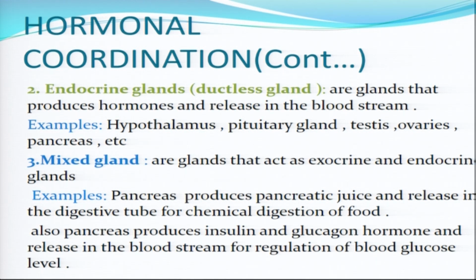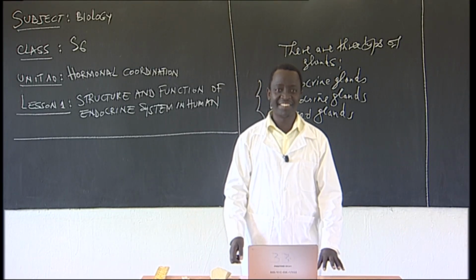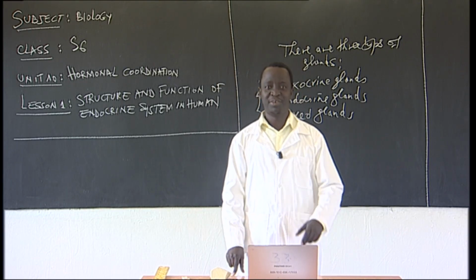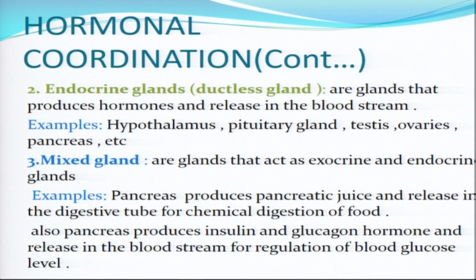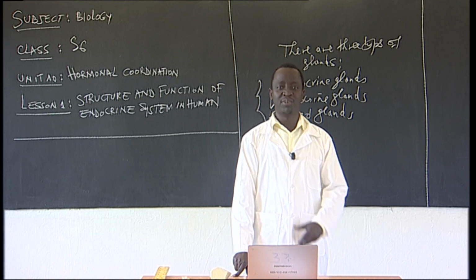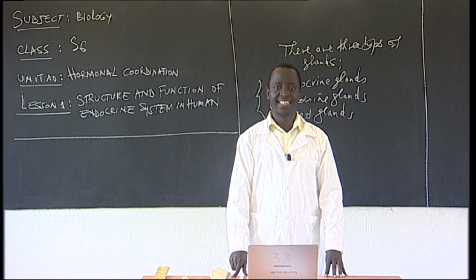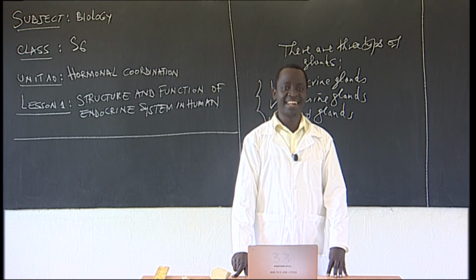So examples of endocrine glands: we have the hypothalamus, the pituitary gland, the testes, the ovaries, the pancreas. Can you mention other examples of endocrine glands? Yes, you can try. Oh, thyroid gland, you're right. What else? Parathyroid gland, yes, you're right.